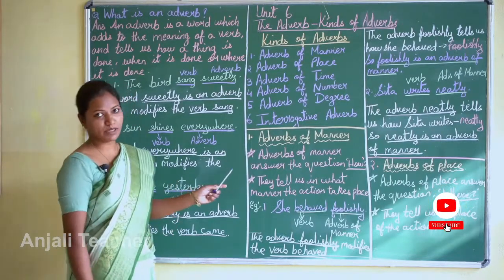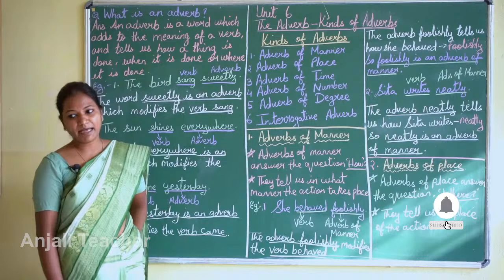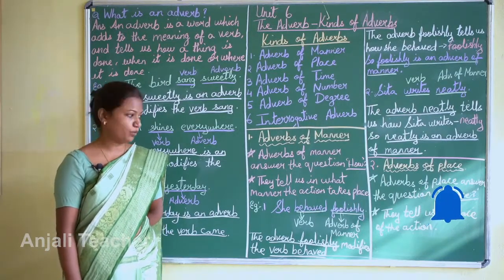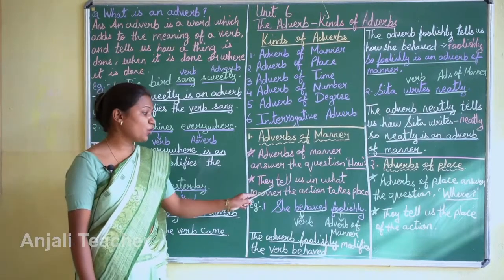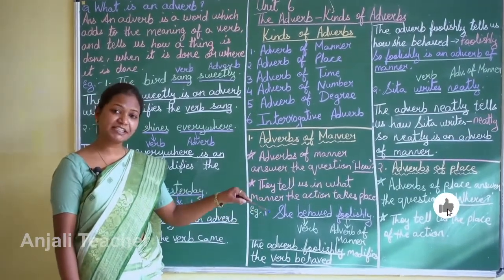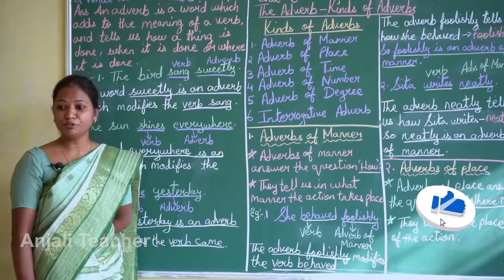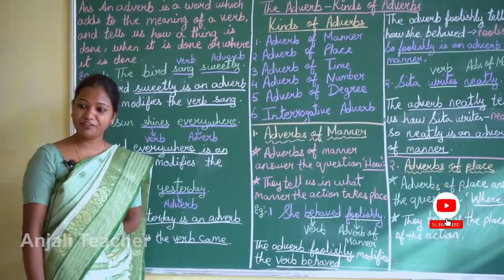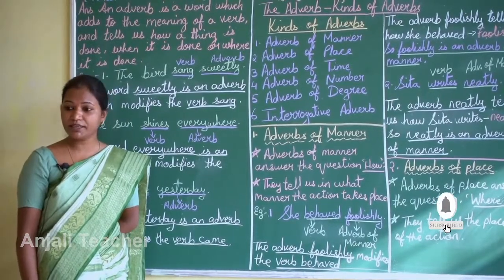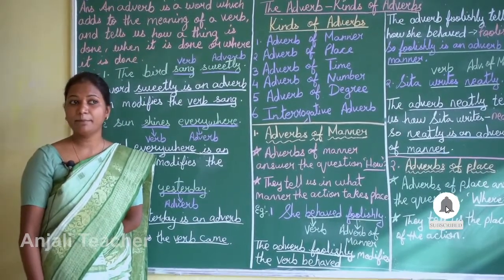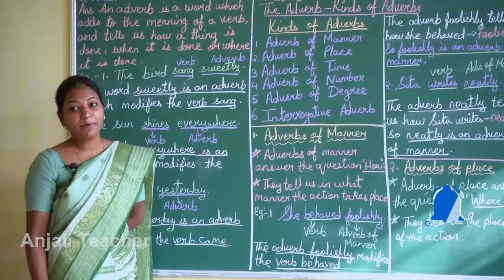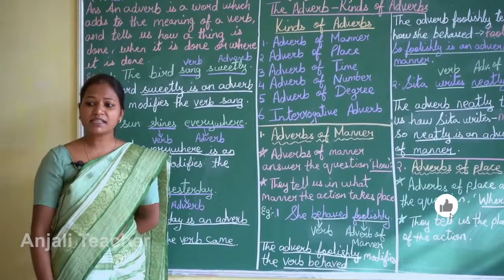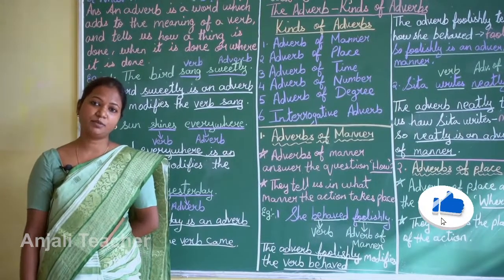Now see the first one, adverb of manner. Adverbs of manner answer the question how. They tell us in what manner the action takes place. The adverbs foolishly, slowly, well, fast, bravely, neatly, quickly, greedily, merrily, loudly, brightly, carefully, gently, all these are examples of adverbs of manner.